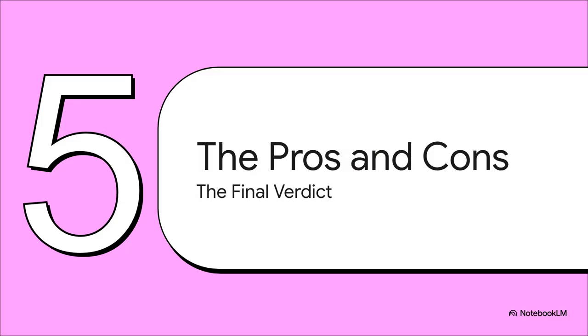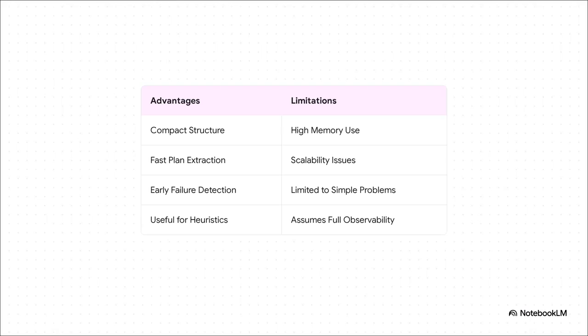Okay, now that we've seen how it works its magic, let's zoom out a bit for the final verdict and take a look at its biggest strengths and weaknesses. So the big advantages, well, planning graphs are fast, and they're fantastic at spotting impossible goals really early on. But, there are always trade-offs. They can be total memory hogs for really complex problems, and they have to assume that the AI knows everything about its environment, that it's operating in a perfectly predictable world.